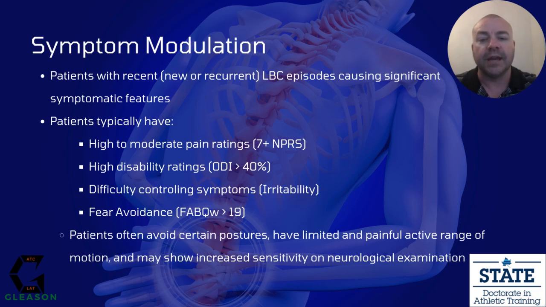So as we look through this category here, the patient is going to have a new acute or a recurrent low back pain episode, and it's going to have significant features. The patient's typically going to have a pain above 7 on the numeric pain rating scale, a high ODI, which was greater than 40%, and difficulty controlling their symptoms.